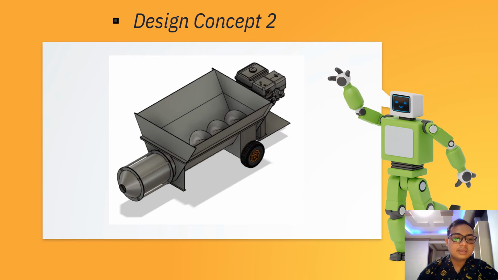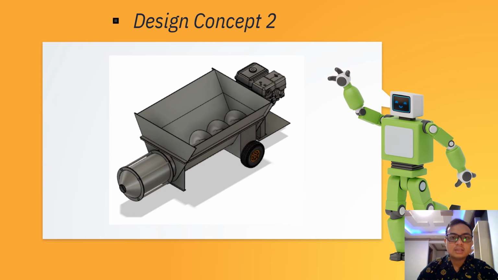Then the weakness of this design concept 2 is the many components. Furthermore, the mobility of the tool in this design concept 2 uses two large wheels and additional support for the conveyor trucks.